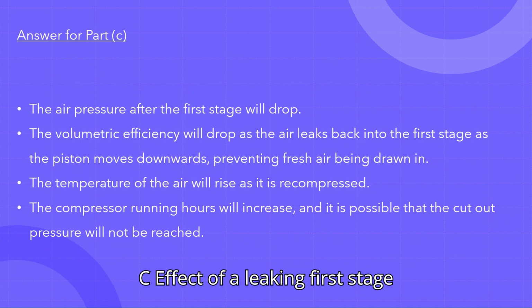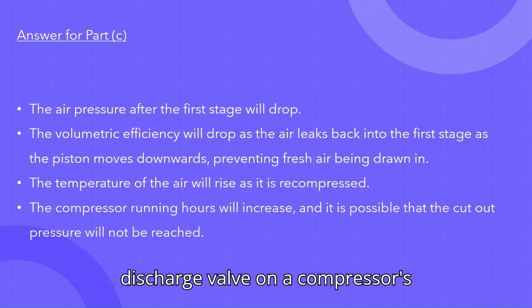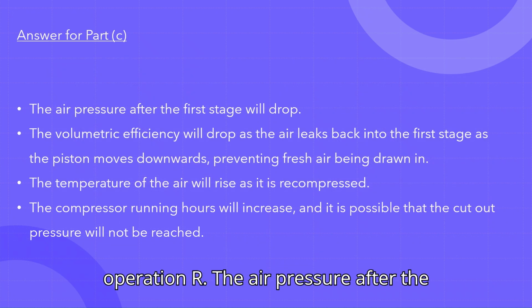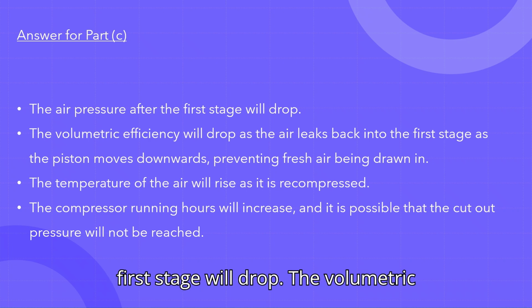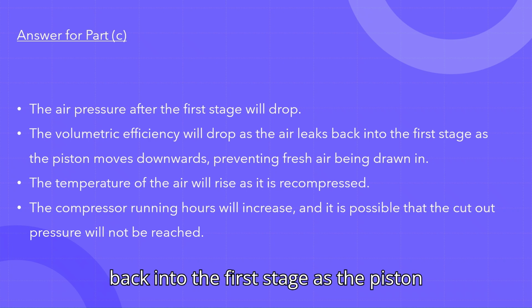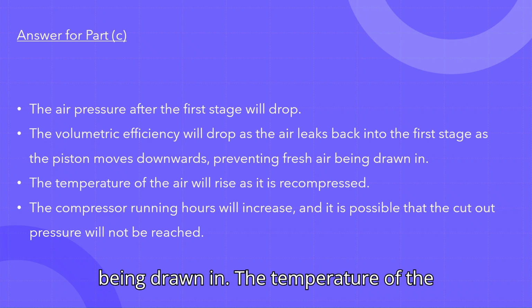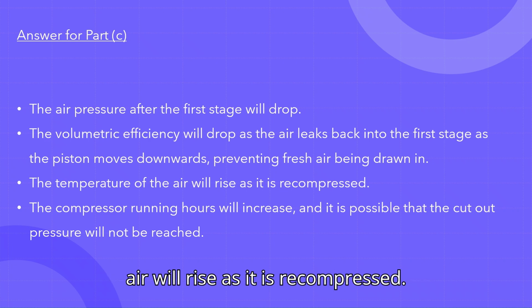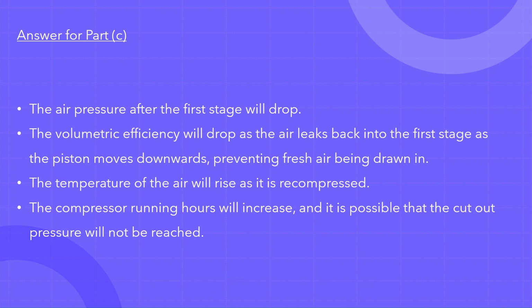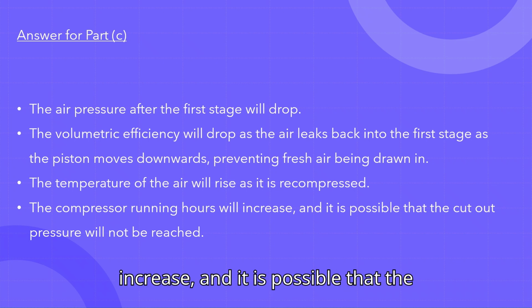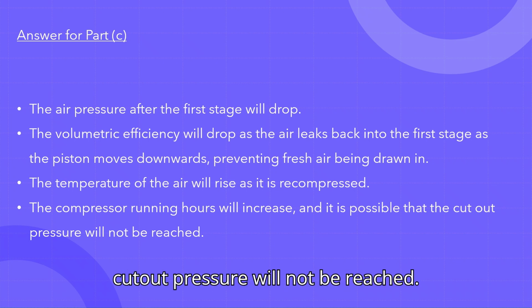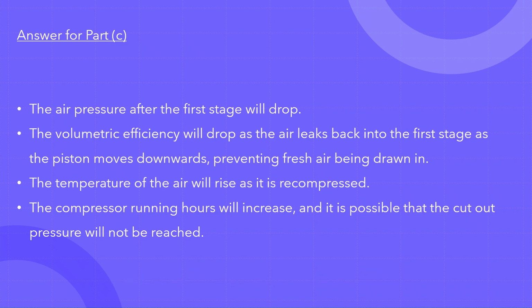Effects of a leaking first-stage discharge valve on a compressor's operation are: the air pressure after the first stage will drop. The volumetric efficiency will drop as the air leaks back into the first stage as the piston moves downwards, preventing fresh air being drawn in. The temperature of the air will rise as it is recompressed. The compressor running hours will increase, and it is possible that the cutout pressure will not be reached.